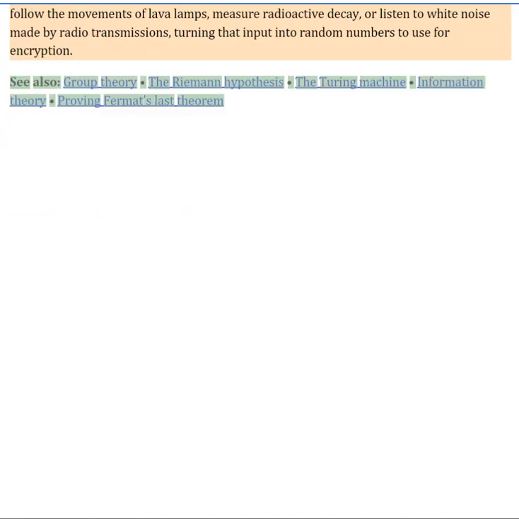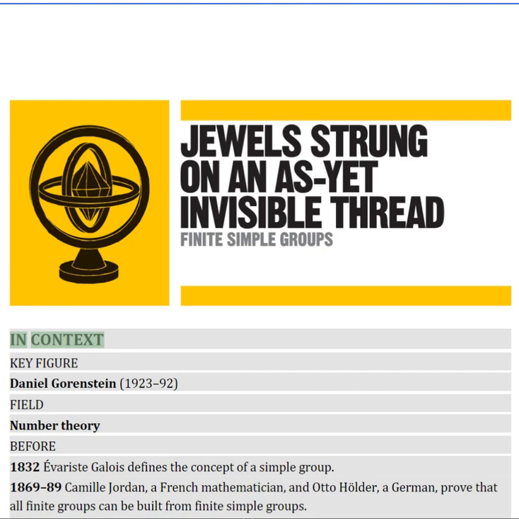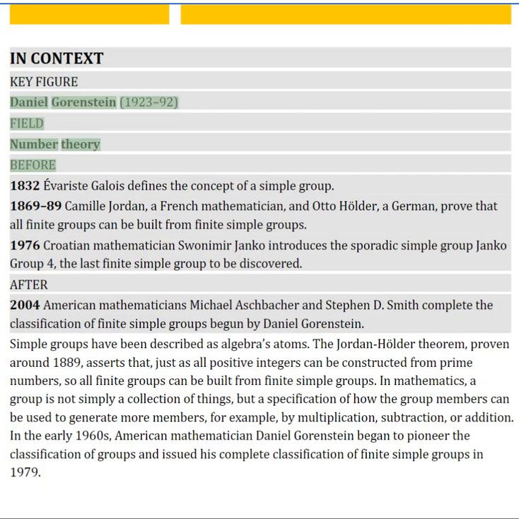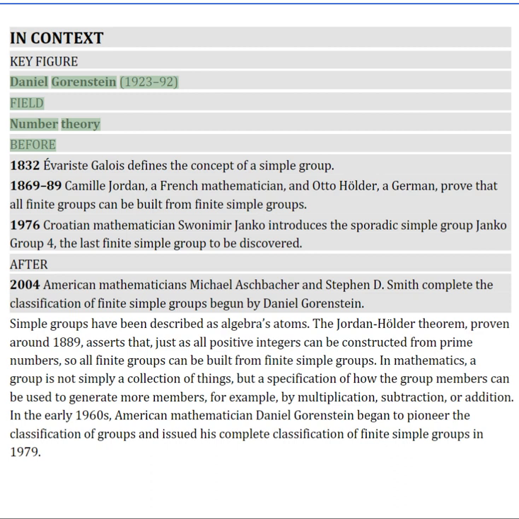See also: group theory, the Riemann hypothesis, the Turing machine, information theory, proving Fermat's last theorem. In context. Key figure: Daniel Gorenstein. Field: number theory.